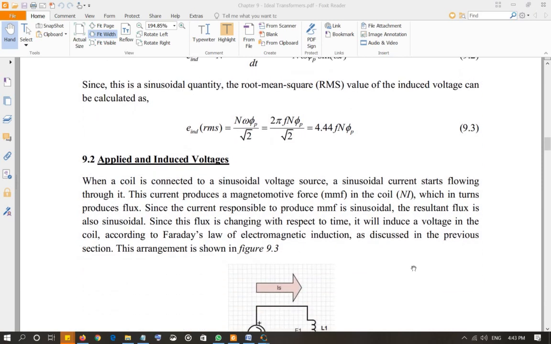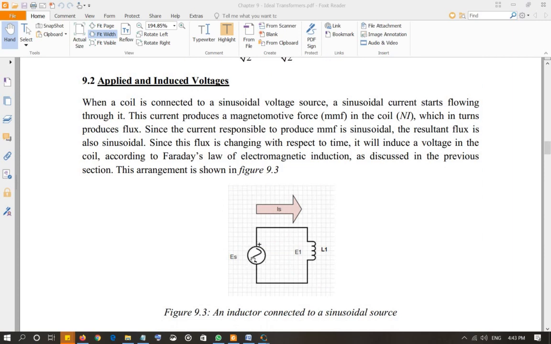Alright, so what is the basic concept when you apply a sinusoidal voltage to a coil? When you apply a sinusoidal voltage to a coil, current is going to flow, of course, sinusoidal current, and that current is going to create a flux which will also be changing with respect to time. It will be sinusoidal flux. Now since the sinusoidal flux is produced through the coil, it is linked with the coil and it is changing with respect to time, then according to Faraday's law, of course, a voltage will be induced in this coil.